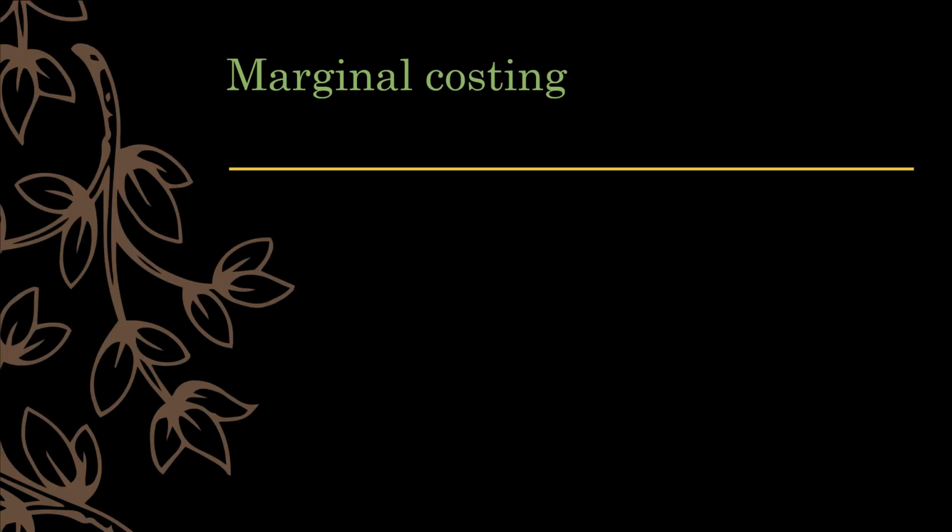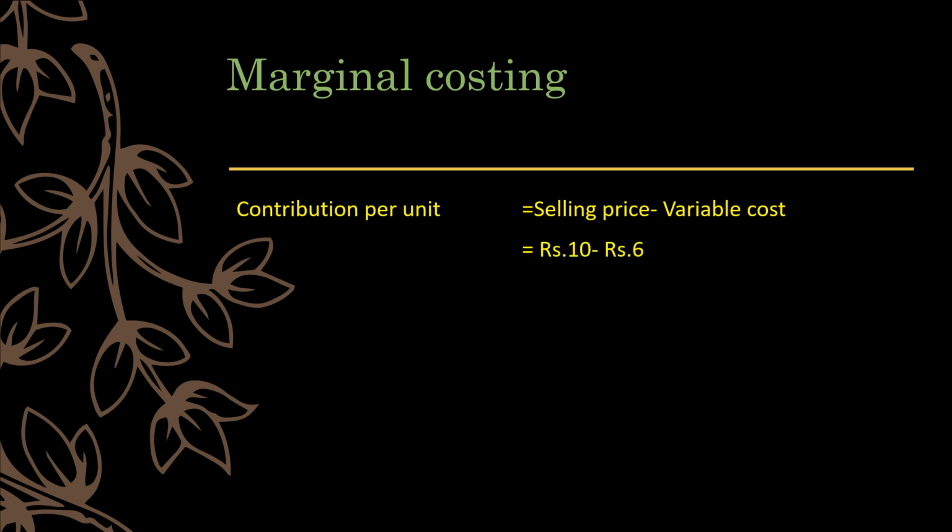In this one, first we have to calculate the contribution per unit. Contribution per unit is the difference between the selling price and the variable cost of production. So the selling price is 10 rupees and the variable cost of production is 6 rupees. Accordingly, the contribution per unit is 4 rupees. So let's prepare the marginal costing income statement.